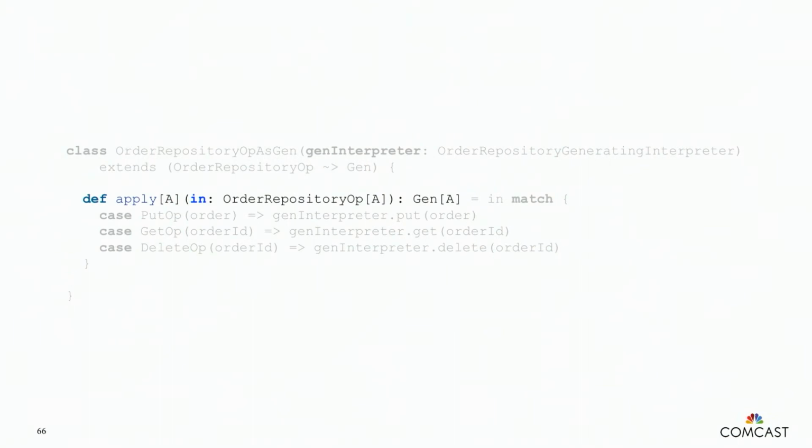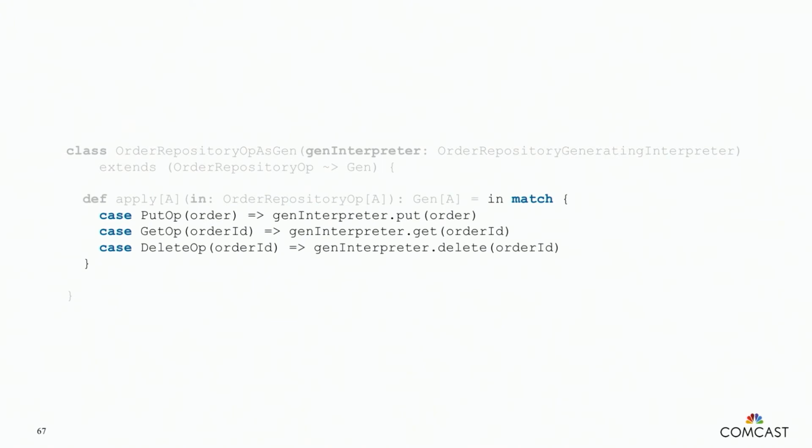And then I have to implement the squiggly arrow, I have to implement the apply method that's going to do that operation. I want to match on any of my operations that I created. And for each one, I'm just going to delegate to that interpreter I already wrote so that I don't have to write it again, and so you don't have to see it again.